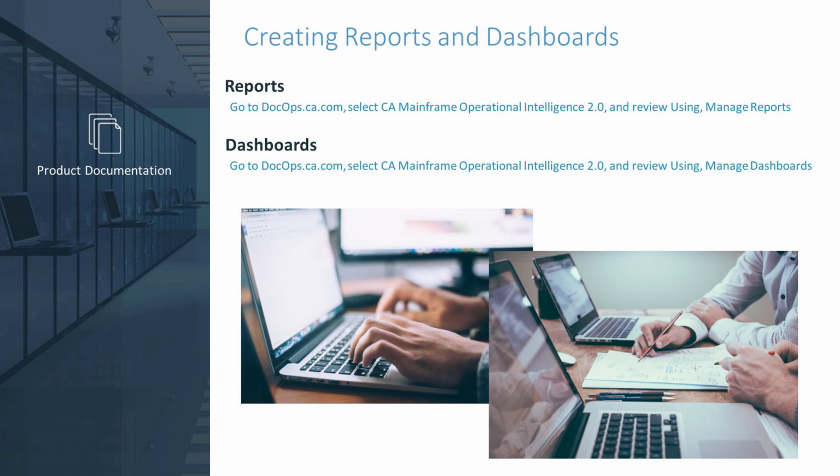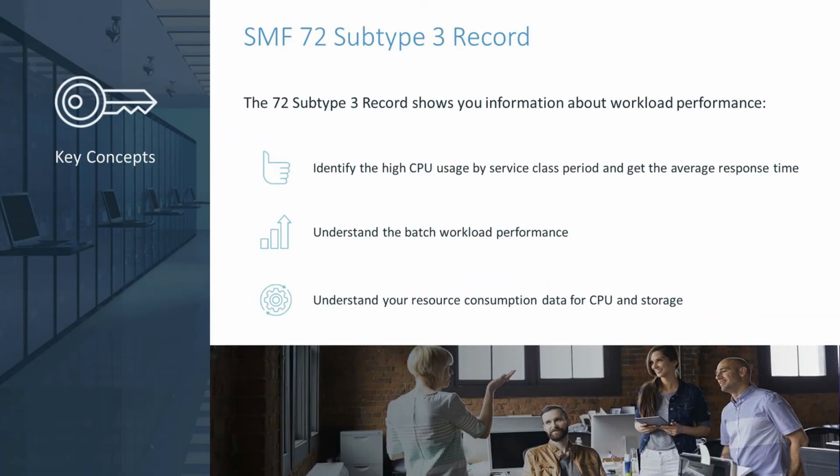Now, let's talk about 72 Subtype 3 records. These 72 Subtype 3 records show you information about workload performance that lets you identify the CPU usage by service class period to get the average response time, understand your batch workload performance, and understand your resource consumption data for CPU and storage. This solution also lets you load SMF 74 Subtype 1 records.